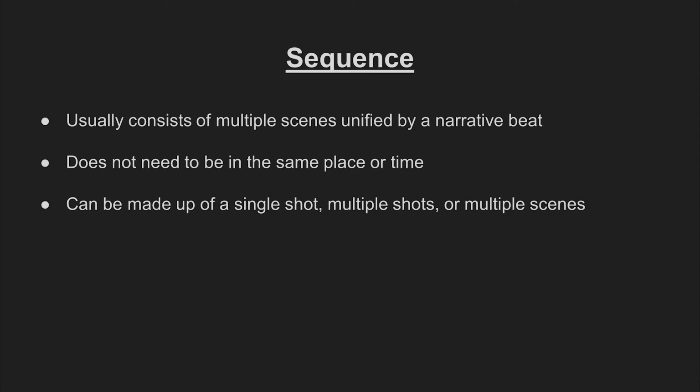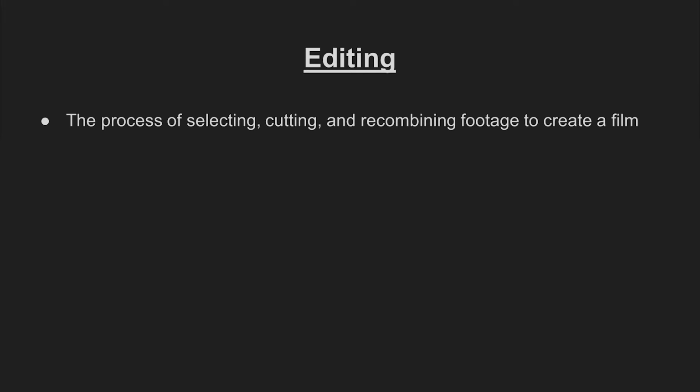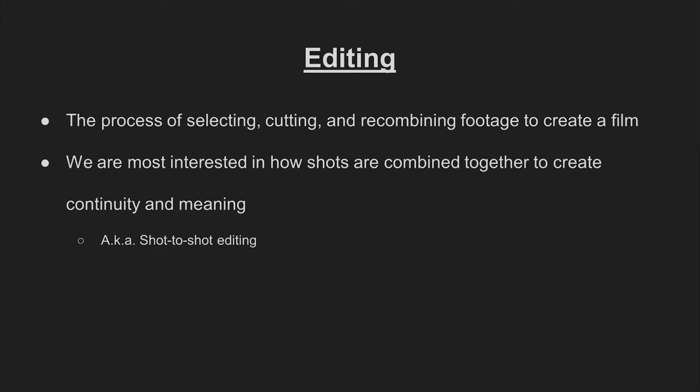Now that you know all about scenes and sequences, we can properly look at editing. Editing refers to the process of selecting, cutting, and recombining footage during film creation. For the purpose of this class, we'll be looking at editing as the ways in which shots are linked to each other in order to create continuity and meaning.